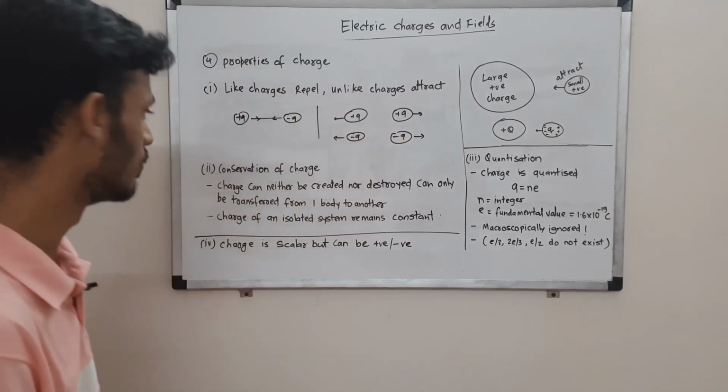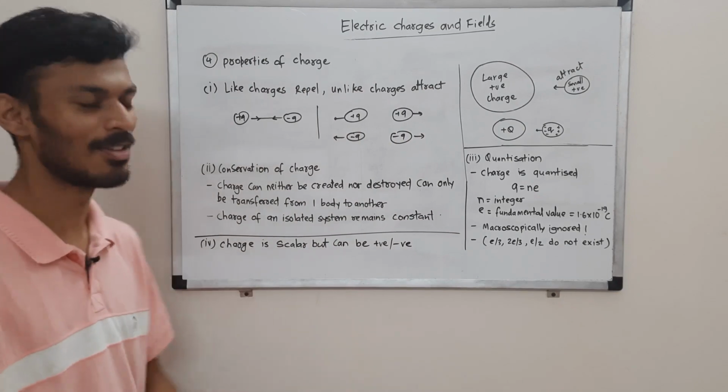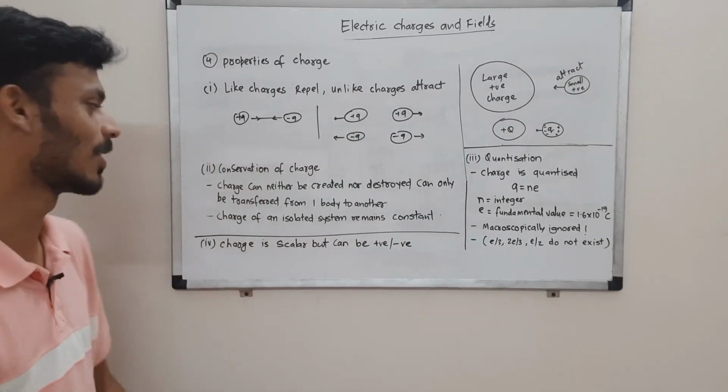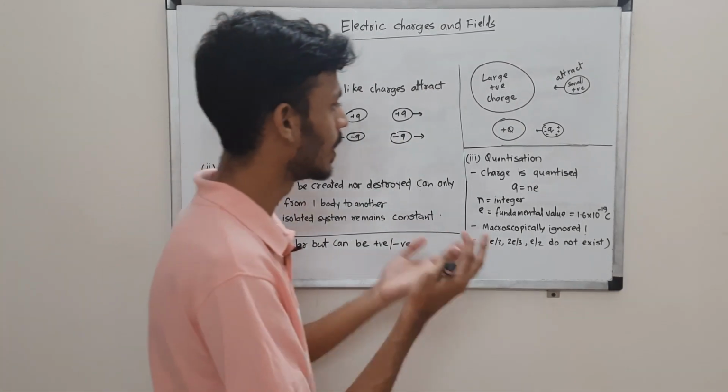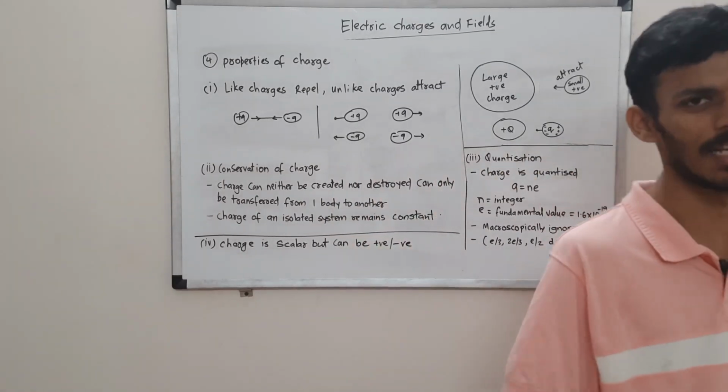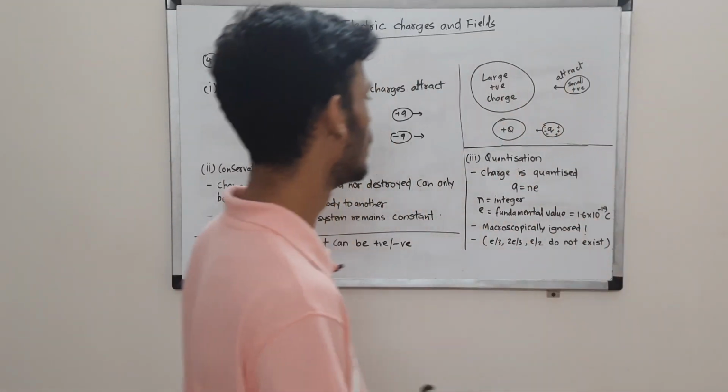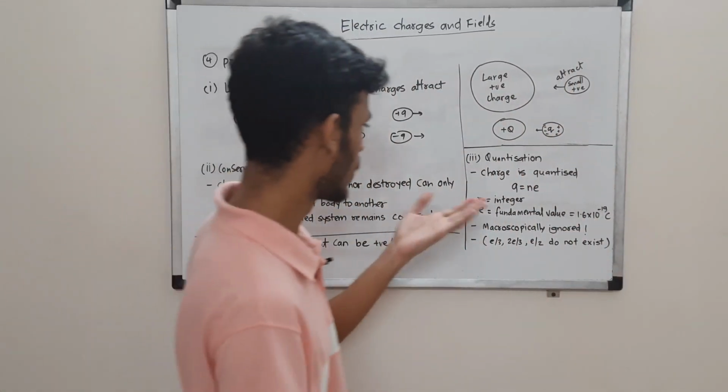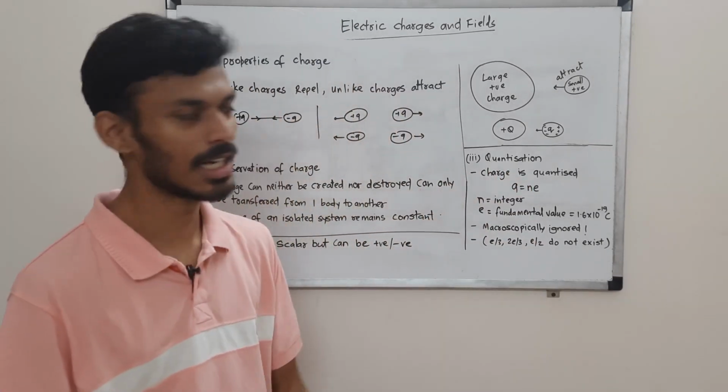Since it's the intrinsic property of matter, it all connects. So that is the second property. Coming to the third property, which is quantization. Now this is a bit challenging, so let's learn it. It says that charge is quantized.